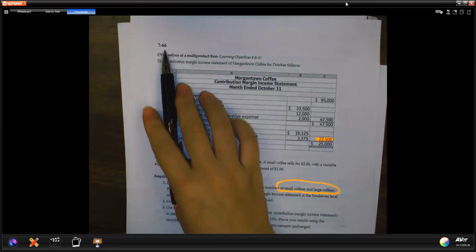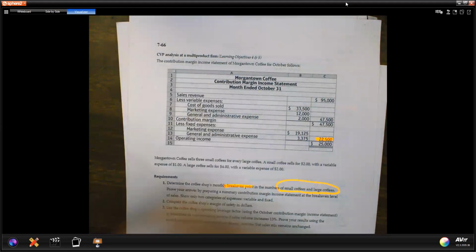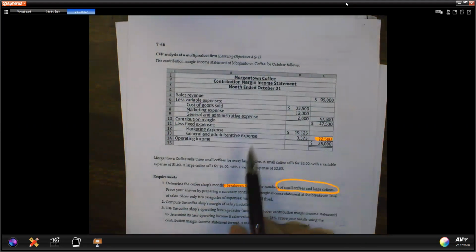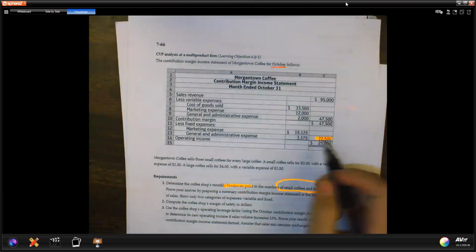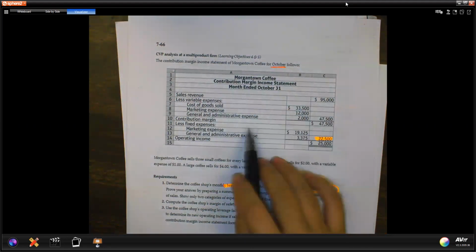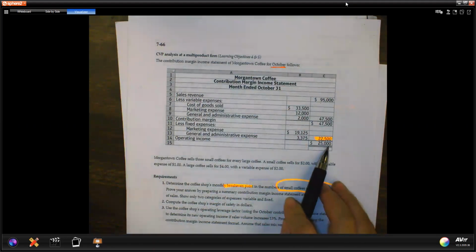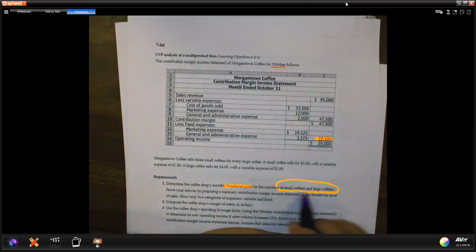So I'm on question 7-66. In this video, I want to talk about this question in your content lab also. This question is about having two products. It gives you the operating income for October, and you found the contribution margin. Then you saw the 95,000, so you got 25,000 as your operating income. But the first part asks you about your break-even point for your two products.